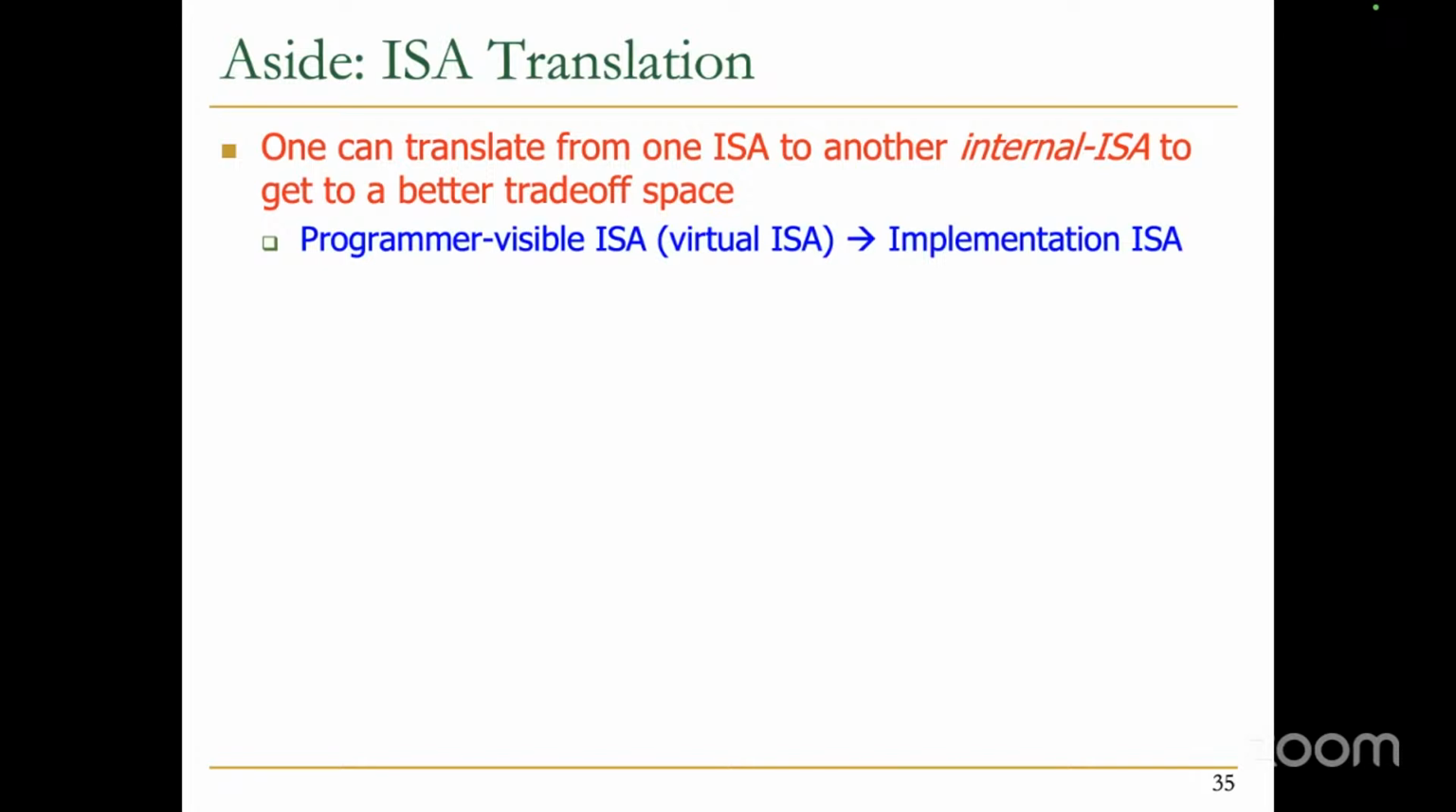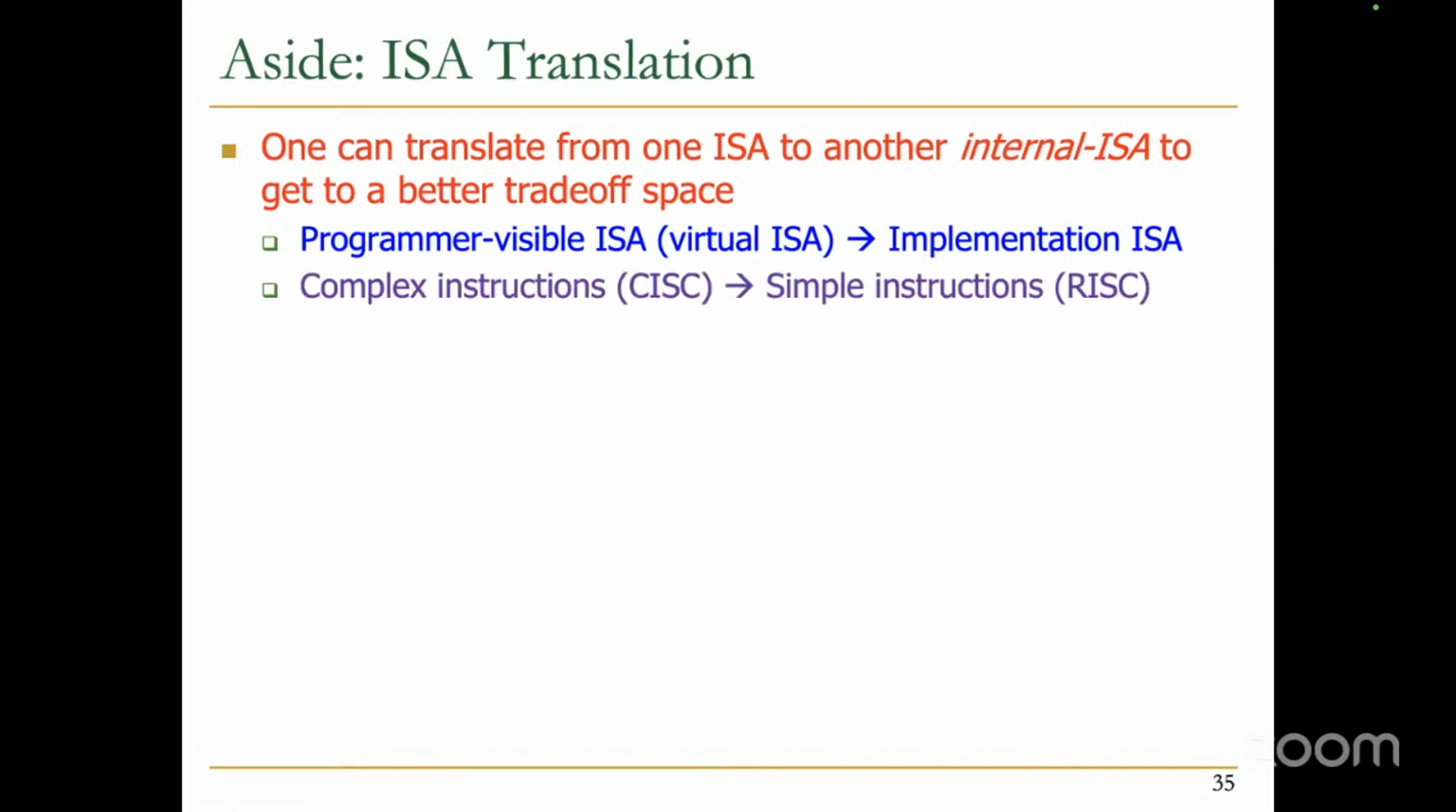Essentially, you can have a program, this is actually an old slide from another lecture. You can have a programmer-visible ISA, a virtual ISA, and you can convert it to an implementation ISA. You can convert complex instructions to simple instructions as current processors do, as we've discussed. Or you can actually start with a scalar ISA like x86 and convert it to a VLIW ISA.